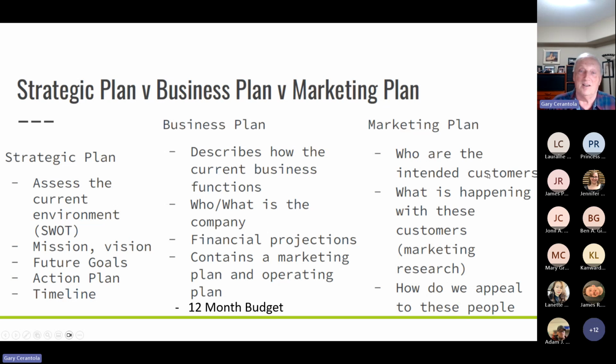Who are the intended customers? And now we're talking about the ideal customer. What's happening with these customers? Marketing research and how it makes a play, and we're going to talk about that. And there's a few questions around marketing research on the test. And then how do we appeal to these people? So what do we do and how do we manage that communication and offering, coming from the overall value proposition for each one of those offerings.